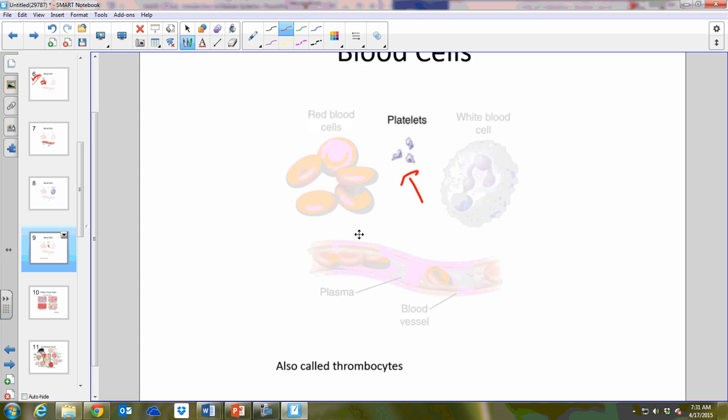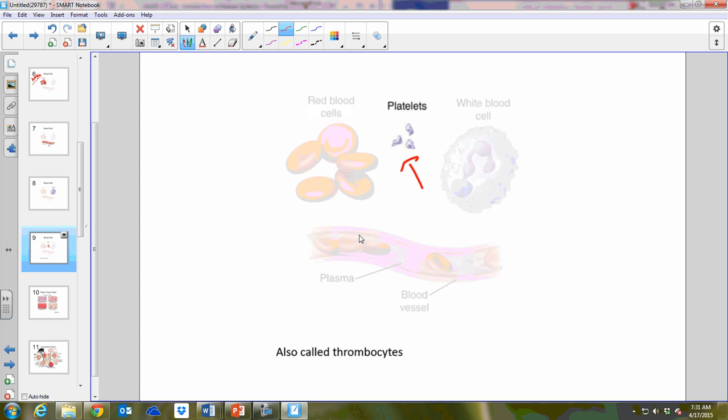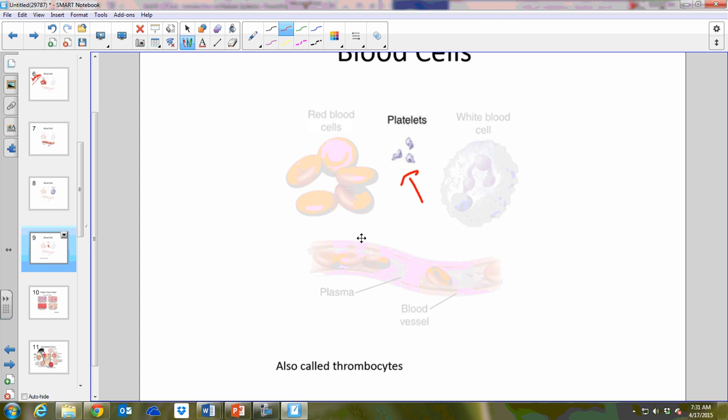Platelets are also called thrombocytes, which isn't that important, but some people have a disorder that keeps their blood from clotting, and that thrombocytes is part of that disorder name, and so it may be a familiar thing for some of you.